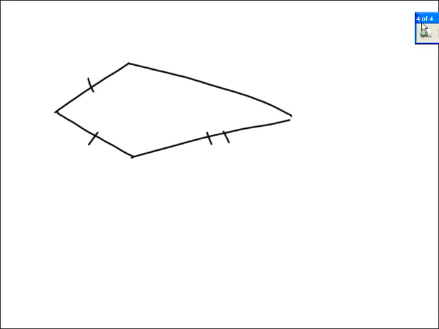And I wasn't given the diagonals. Maybe I was given one of them. But I was given enough information to find the diagonals. If I didn't mark it on the last one that those two sides are equal and that these two sides are equal, well then, to be honest, you really can't talk about a kite.